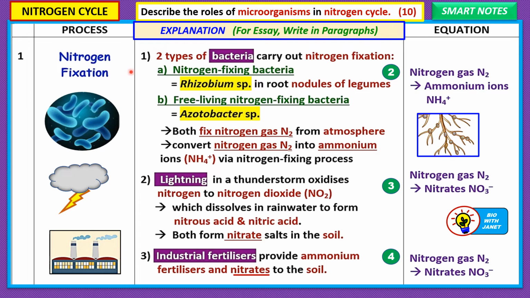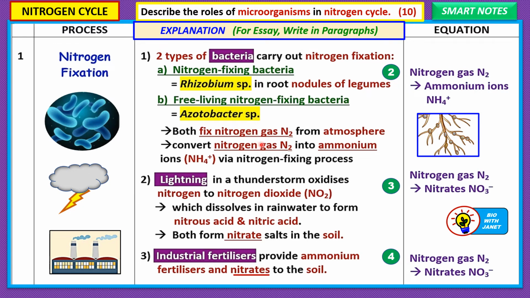Okay, so let's start with the first process in the nitrogen cycle, which is nitrogen fixation, carried out by bacteria and also caused by lightning and also industrial fertilizers, right? So let's start with bacteria. So we have explained this, so I'm just going to read through very quickly. Two types of bacteria that carry out nitrogen fixation are nitrogen fixing bacteria like Rhizobium species in the root nodules of legumes. So these are not free-living, they live in the root nodules of legumes. And the free-living nitrogen-fixing bacteria is Azotobacter species, okay, which doesn't live in the plant roots. They just live in the soil.